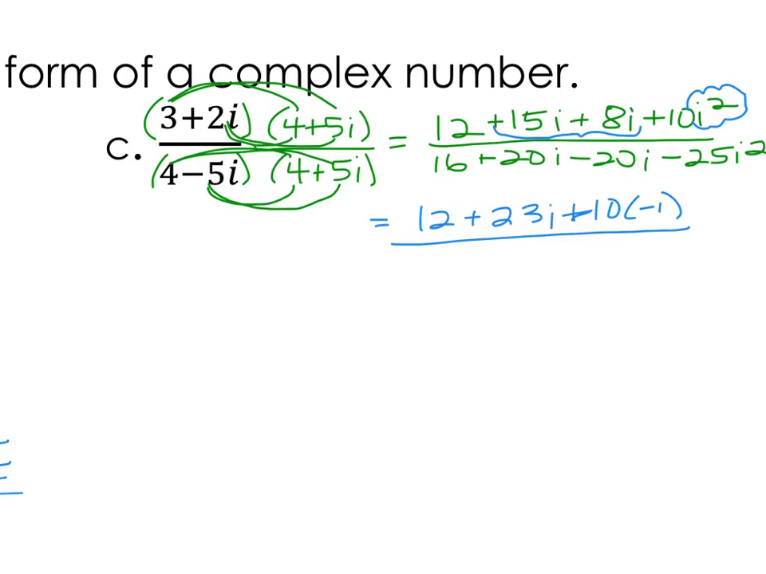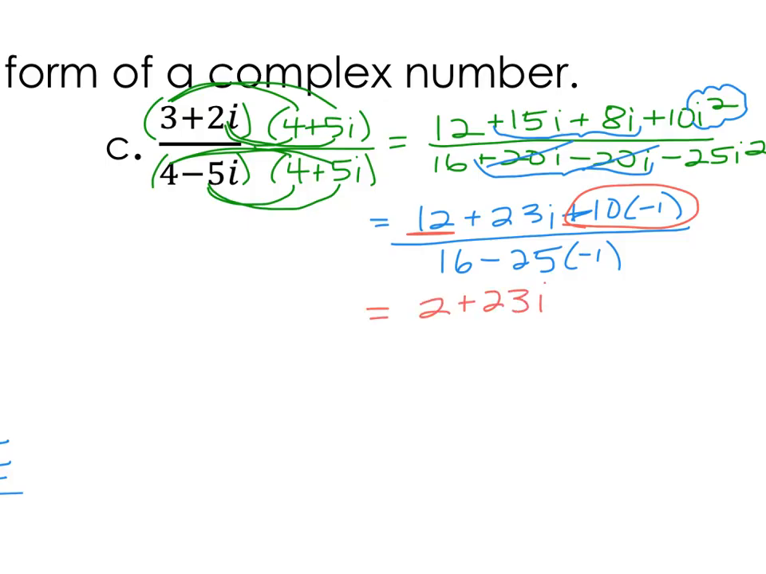All over the denominator. Again, watch what happens with our i's. Positive 20i minus 20i cancels, giving us 16 minus 25 times negative 1. As we think about combining our like terms, our 12 and our 10 times negative 1 would be 12 minus 10, which is 2. And that gives us a complex numerator of 2 plus 23i. Now in the denominator, negative 25 times negative 1 becomes positive. 16 plus 25 would give us 41. So 2 plus 23i all over 41.